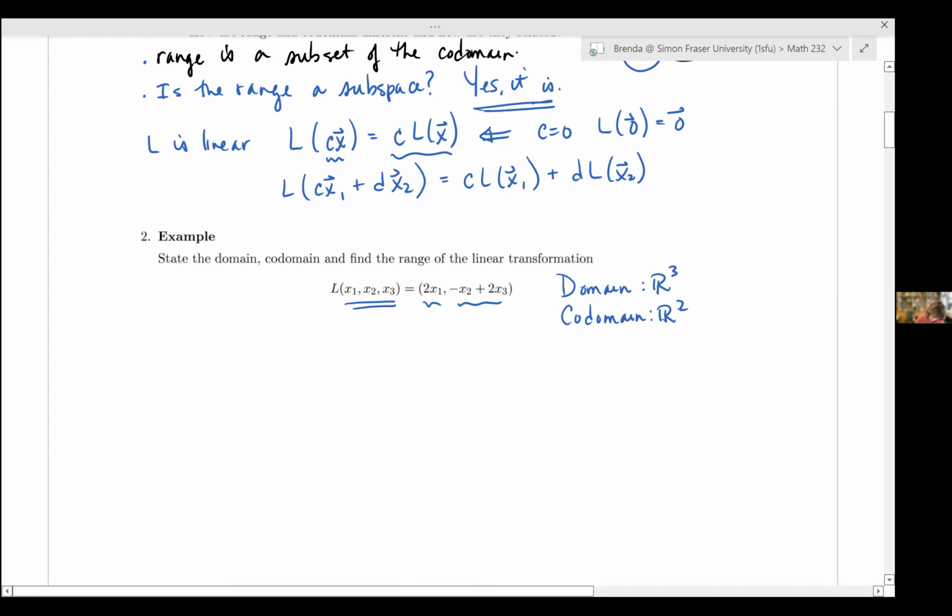Meanwhile, the range is a little bit more difficult because we don't actually know, given all possible inputs into the transformation, will we get all of R2, or will we just get some portion of R2? That's the question. So we have our transformation. I'm just going to write it out in this way.